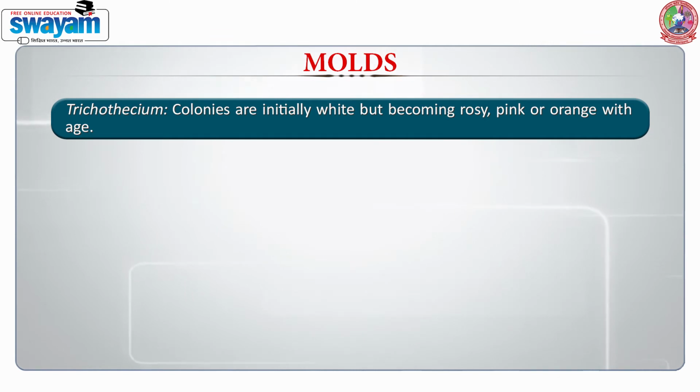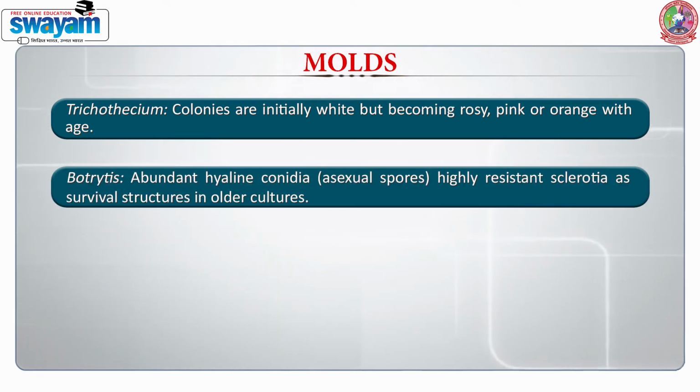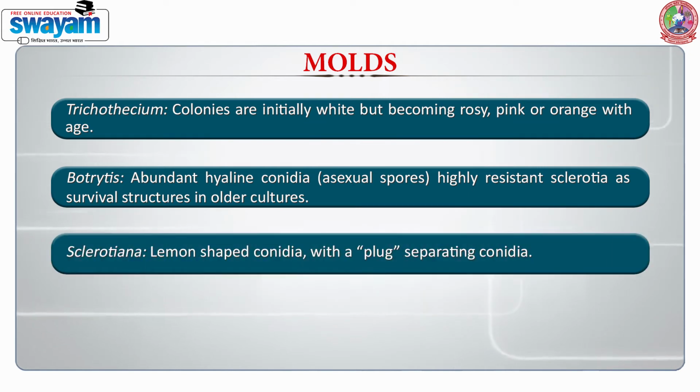orange with age. Botrytis is also an organism which is responsible for the spoilage and it is characterized by hyaline conidia or asexual spores. They also produce highly resistant sclerotia which are able to survive over a period of time. Sclerotinia is another fungus responsible for the spoilage. The important identifying feature of this fungus is lemon shaped conidia with a plug separating the conidia.